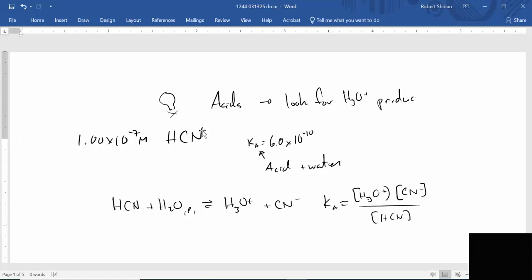When we have bases, we don't look for hydronium ion producers. What do we look for with bases? Hydroxide, yeah.